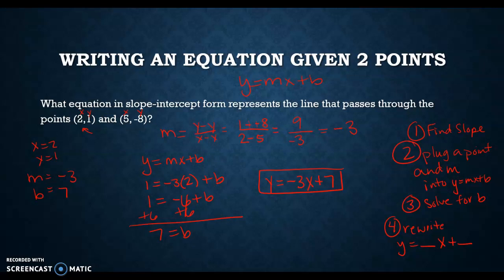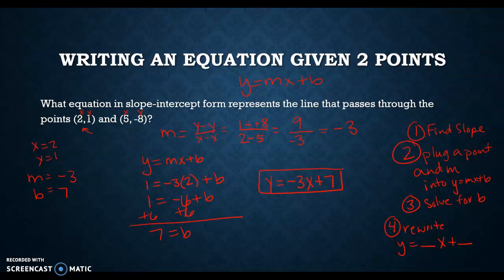So there are 4 steps. I use my 2 points to find my slope. I take my slope and 1 point, and I plug in to my y, m, and x. Step 3, I'm going to use that equation and solve for b. Once I have b, I go to step 4, and I'm going to rewrite that equation in slope-intercept form, and now I have an equation that works for any point.